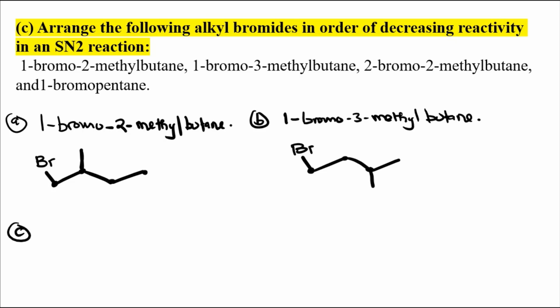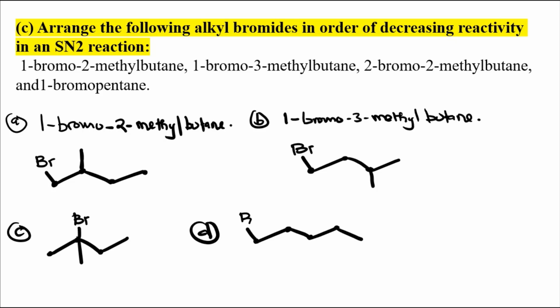C is 1, 2, 3, 4. They said 2-bromo, so the bromine is on carbon number 2, 2-methylbutane, so the methyl is also on carbon number 2, like that. And then D, they've given us to be 1-bromopentane, so this is carbon number 1, 2, 3, 4, 5, and the bromine is on carbon number 1 there.